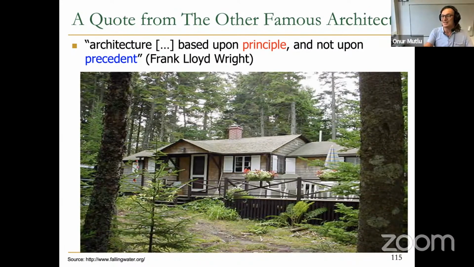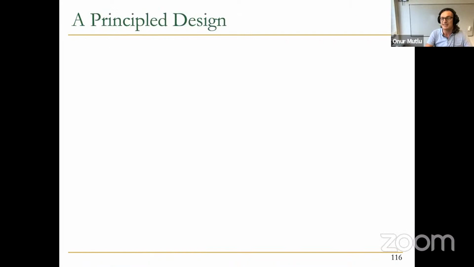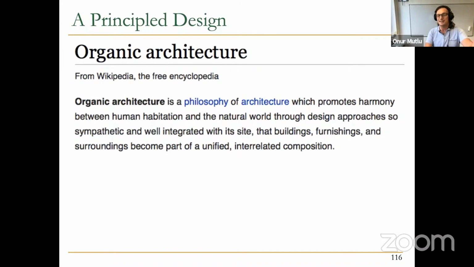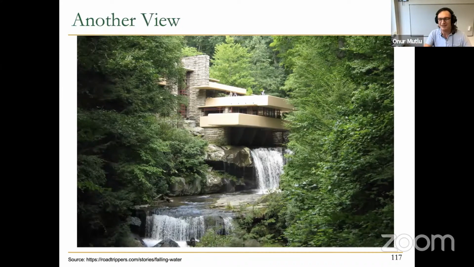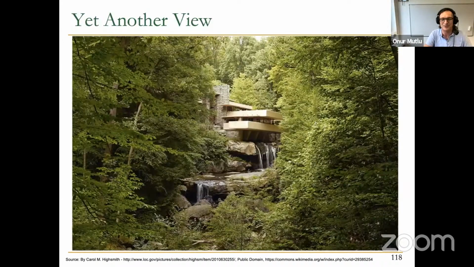That's why I like using these examples from architecture, right? These architects could have said, okay, I'm going to repeat what this person did. They didn't. Or I'm going to slightly extend what this person did. They didn't. They came up with principles that completely changed the system, let's say. And this is the principle of Calatrava. It's organic architecture. And you can see that it's a philosophy of architecture which promotes harmony between human habitation and the natural world through design approaches so sympathetic and well integrated with its site that buildings, furnishings, and surroundings become part of a unified, interrelated composition. Okay, falling water is an important one, but there are other examples of it actually that you can see. And I like this beautiful picture. I have my own pictures also. Maybe I will get a chance to find them and upload them.